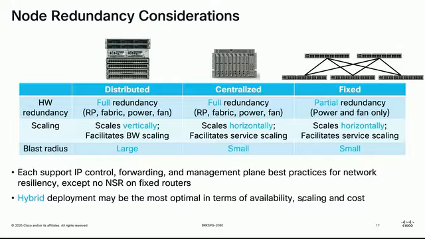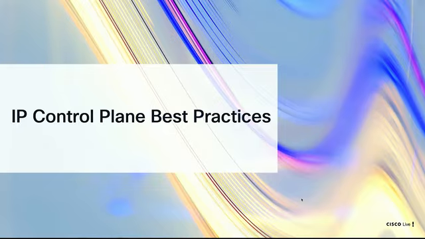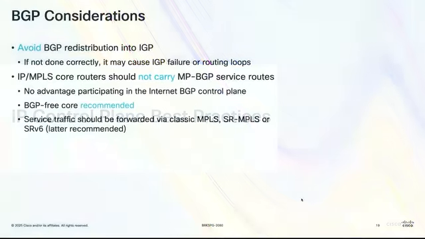You may also consider a hybrid model, which can be more optimal for your environment based on your availability, scale, and cost. So you can put distributed chassis, for example, in the core, and fixed or centralized or a combination of the two on the ingress side as an edge for service scaling. Let's talk about IP control plane best practices quickly. We'll begin with BGP.